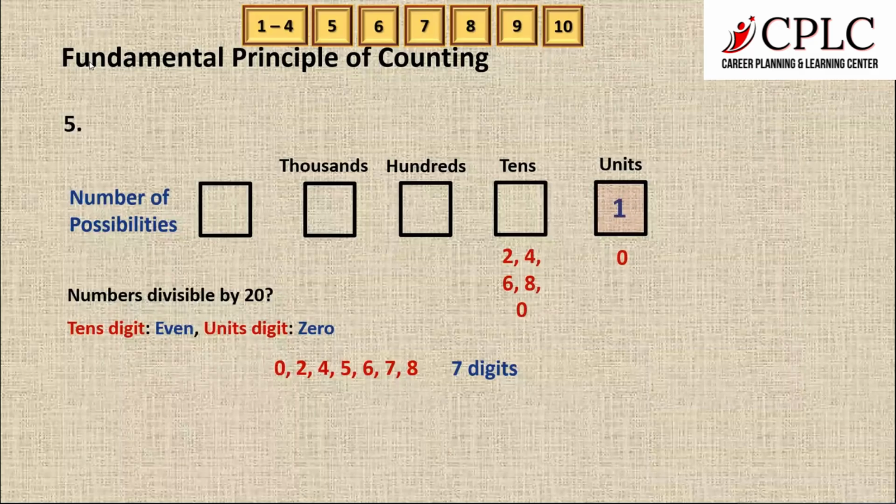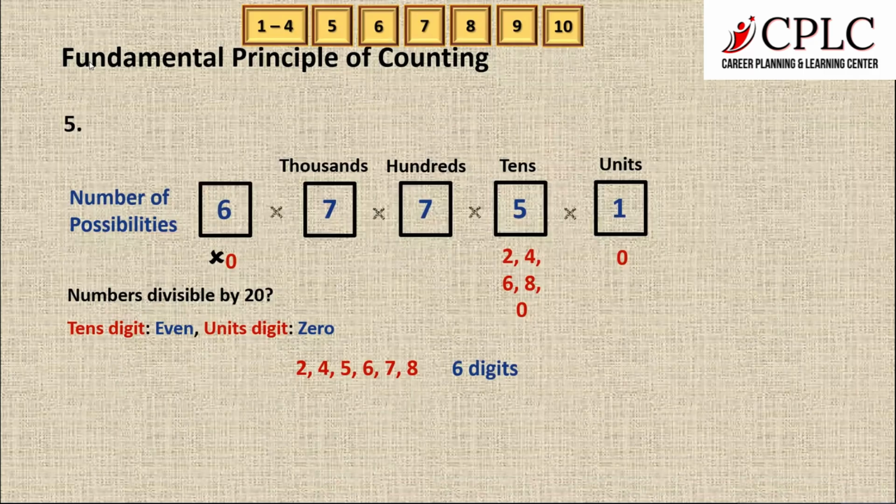Now, how many possibilities if there's 0 at the unit place? Only one possibility. For tens, we have 5. For hundreds, there is no restriction, so we can put all 7 digits. Thousands, there's no restriction, we can put all 7 digits. At 10,000's place, 0 can't come, hence we can put the other digits, that is 2, 4, 5, 6, 7, 8. So 6 possibilities. So 6 into 7 into 7 into 5 into 1, that's 1470 is the answer.